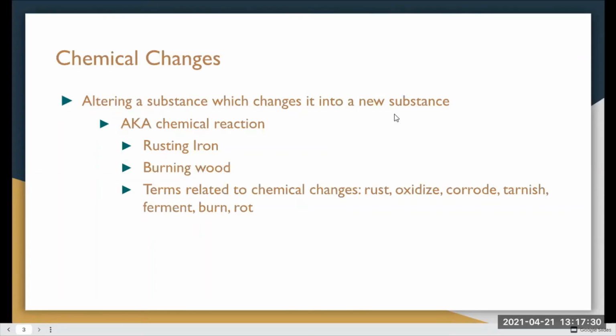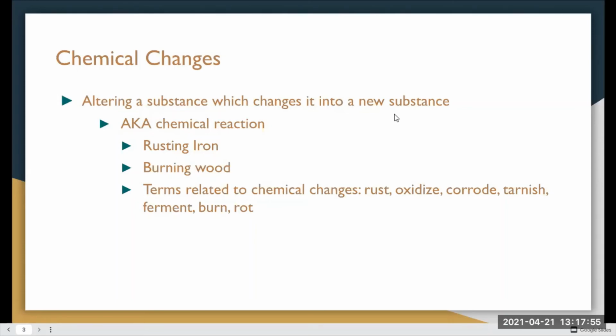When you burn wood, the end product is no longer recognizable as wood. It is like a charcoal. That's a chemical change. Words that are important to relate to chemical changes are rusting, oxidizing. Oxidizing is an actual type of reaction. So the reaction of chemical change is right in that word.